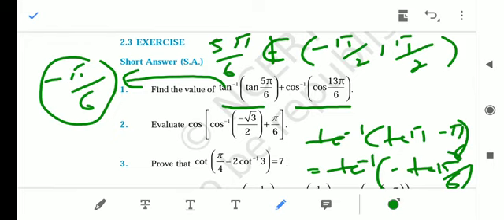And cos inverse cos 13 pi by 6 can be written as cos inverse cos of 2 pi plus pi by 6, and 2 pi plus pi by 6 is lying in the first quadrant, so 2 pi plus theta gives plus cos theta, so cos inverse cos pi by 6, and cos inverse cos pi by 6 is plus pi by 6, so its net answer will come out equal to 0. So the answer of the first question is 0.